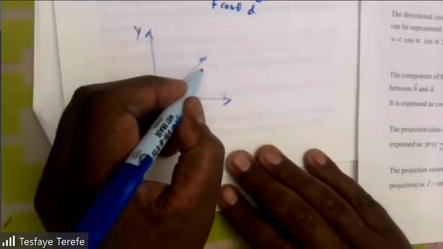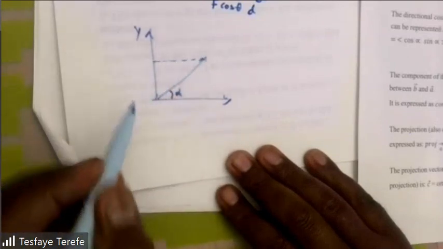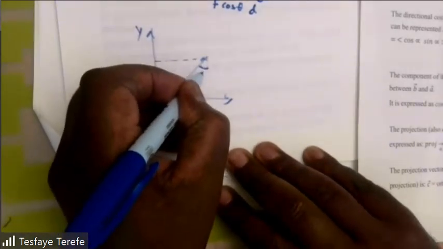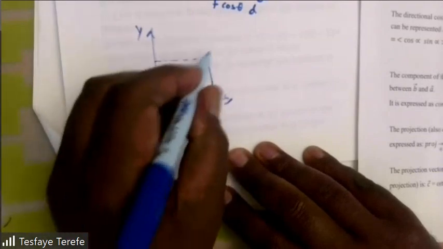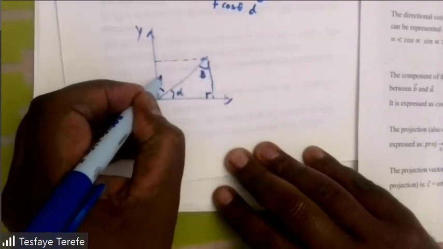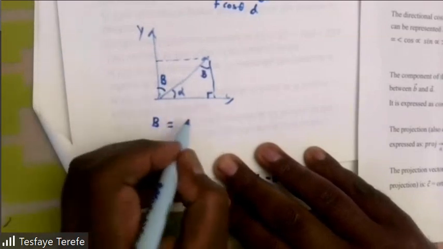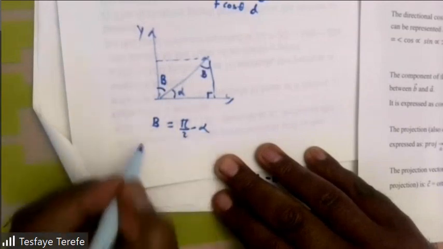And now, this is the angle, and this is going to be angle beta, and this is really 90 degrees. By alternate interior angles, this is also beta. Therefore, beta can be expressed in terms of alpha. From pi over 2, you subtract alpha, that is also beta.